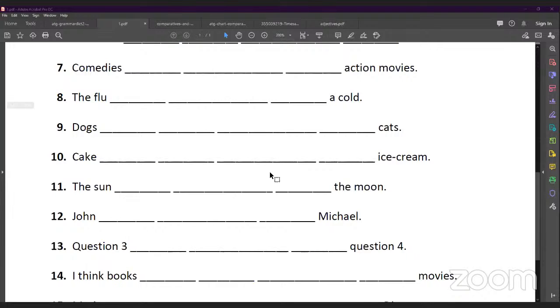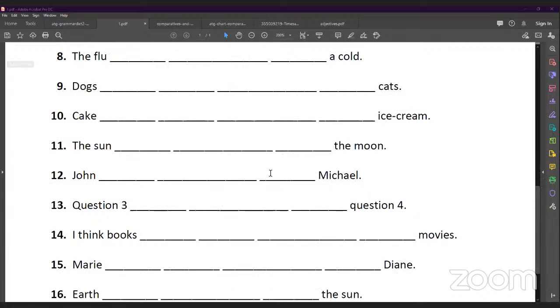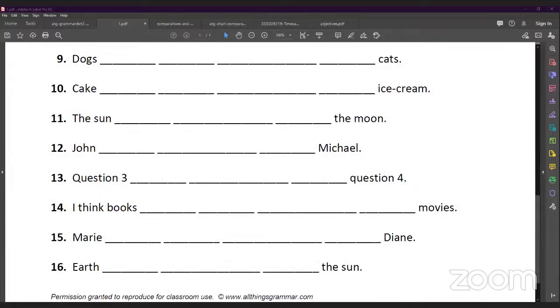Cake is more delicious than ice cream. 11, 10, the sun is hotter than the moon. All right, very good. 12 and 13. Anybody else? 12 and 13.